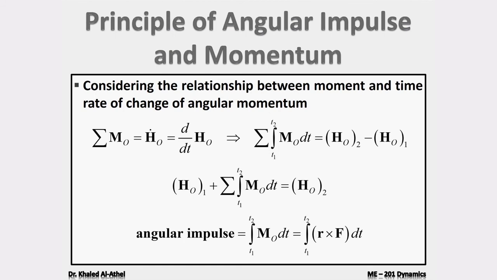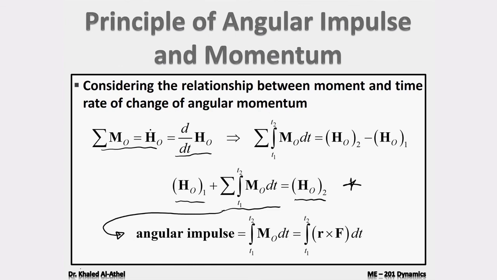So that's what we do. Summation of moment equals h dot O, which equals to d dt HO. Take it to the other side, as we said, the dt, you end up with this principle. Taking HO1 to the other side, which is similar to the principle of impulse and momentum, except that it is angular instead of linear. We used to have mv in here and here, now we have mv times r. We used to have summation of integral of forces dt, now we have moments instead of forces. And this is what we call angular impulse.